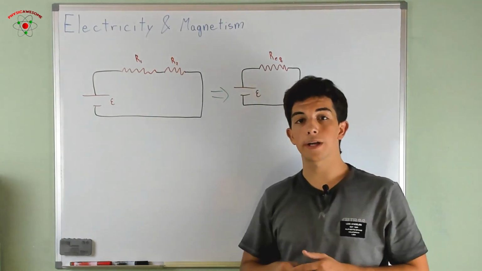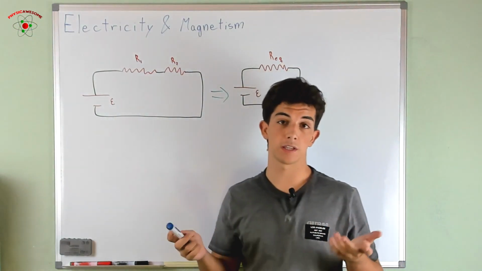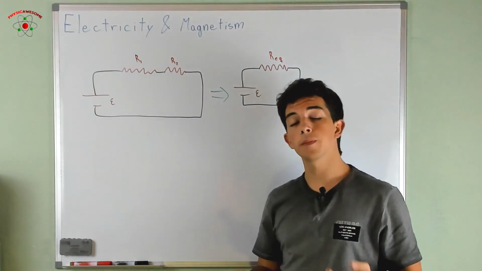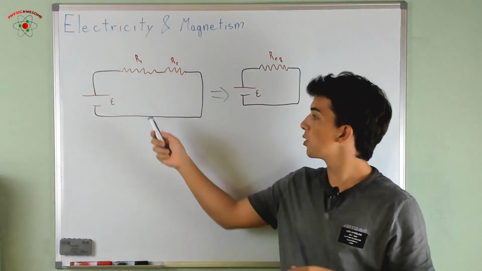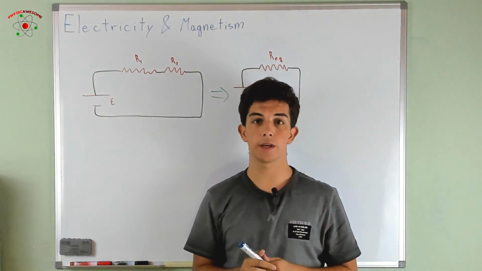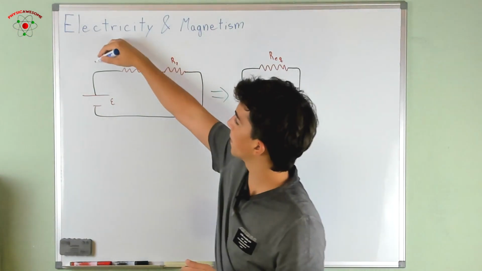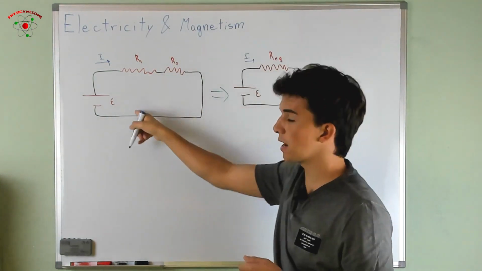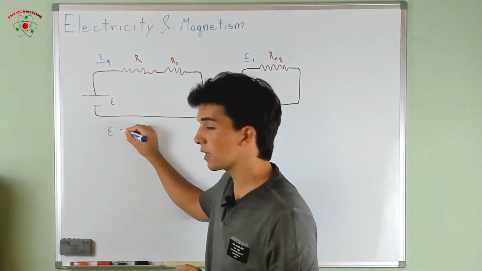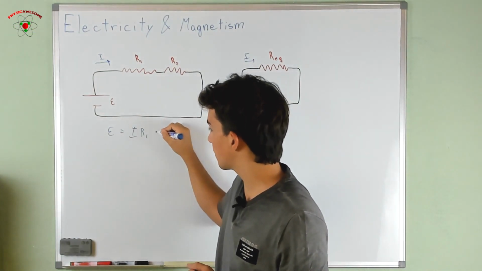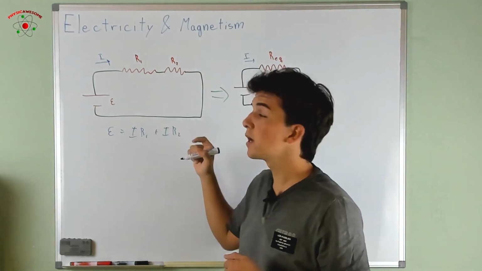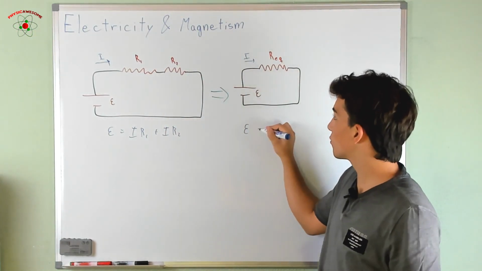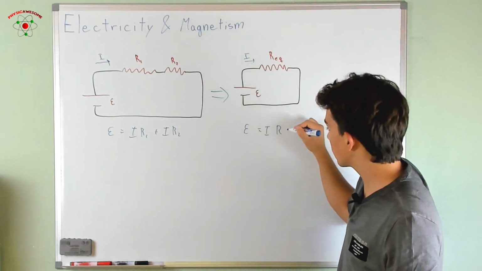Now we would like to express this value of the resistance that is equivalent to these other two in terms of R1 and R2. To do so, we will use the second Kirchhoff law. We know that along this loop, the whole change has to go to 0. So if we have here the current and here the current, we're going to have, in this case, that epsilon equals I R1 plus I R2. And for this system, we'd have that epsilon equals I R equivalent.